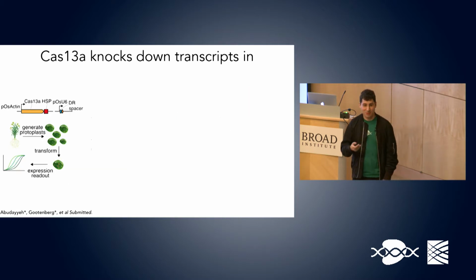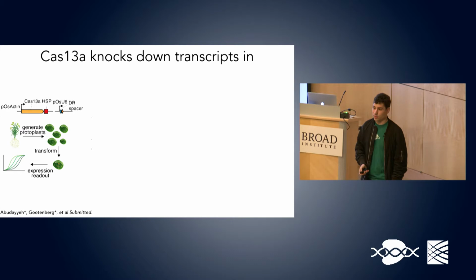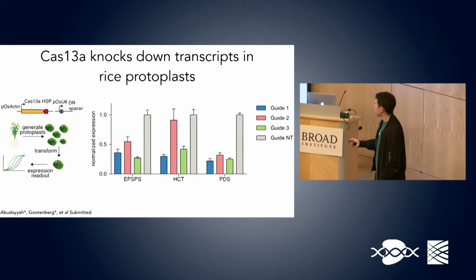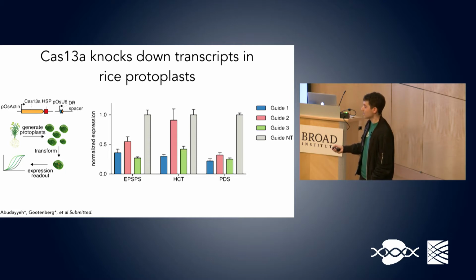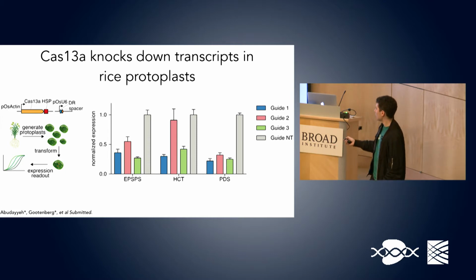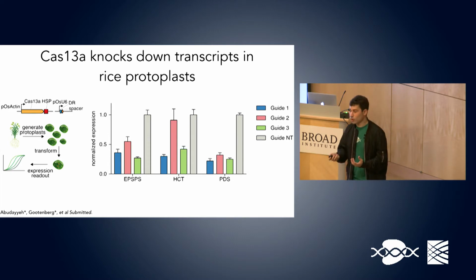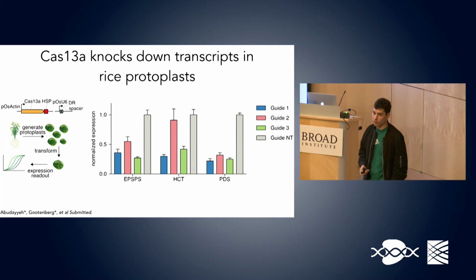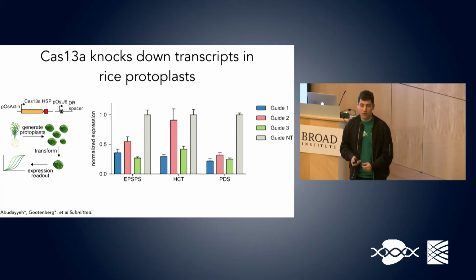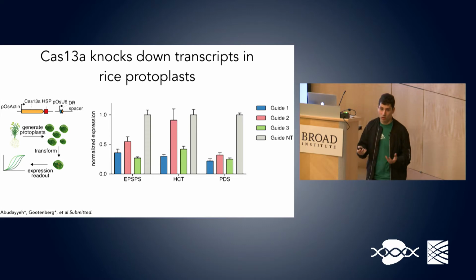We also wanted to actually bring it to a completely different system. So in collaboration with Dan Voytas, we wanted to target plants. So here you can see that we took rice protoplasts and we generated protoplasts and then could transform and read out expression. And you can see that for 3 genes targeted, including EPSPS, which is the target of Roundup, for example. These are metabolic genes involved in plant growth. We can get knockdown around 70%, and it works for several different guides. So we see it as a nice platform for targeting across different organisms.